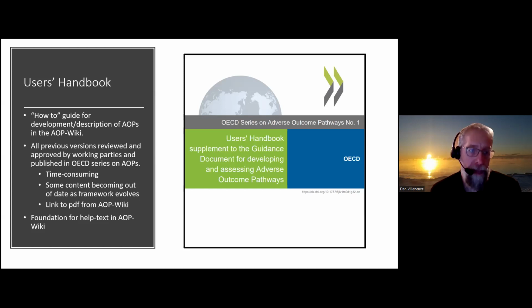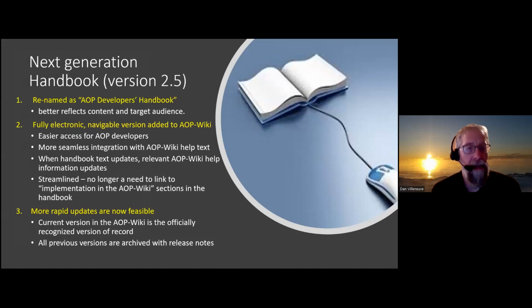Next slide. So with the release of AOP-Wiki version 2.5 in July of 2022, the handbook is now available in the AOP-Wiki in a fully electronic and navigable form. It's now easier for AOP developers to access. It provides more seamless integration of the AOP-Wiki with the context-specific help text in the wiki and allows for more rapid updates to the handbook in order to keep things current as the framework evolves.